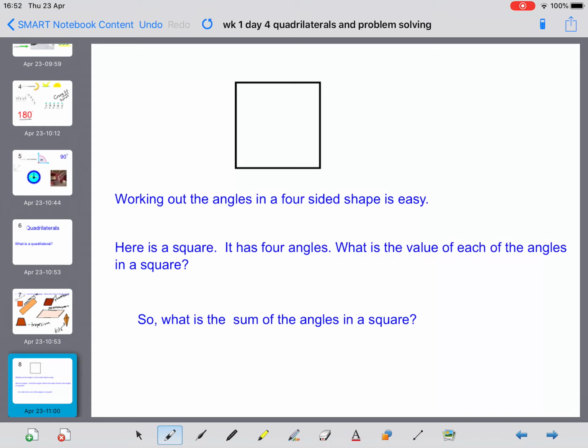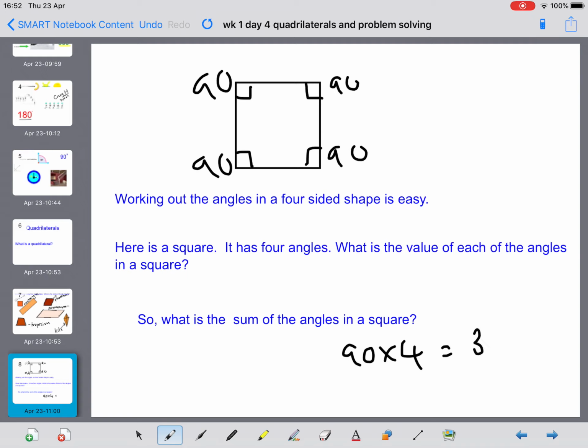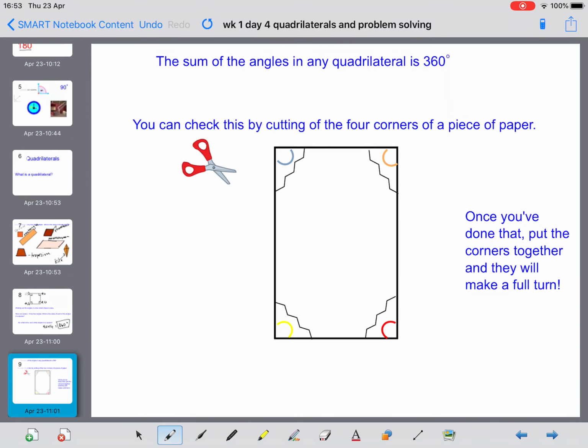Right, so working out the angles in a four-sided shape is easy. Here's a square. We know that square has four right angles. We know that a right angle is 90 degrees. Four lots of 90 gives you the sum of the angles in a square. So 90 times 4 is 360. So the sum of the angles in a square are 360 degrees. And that's the same for any four-sided shape. Any four-sided shape is 360 degrees.